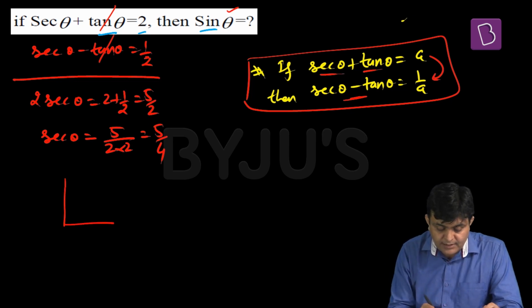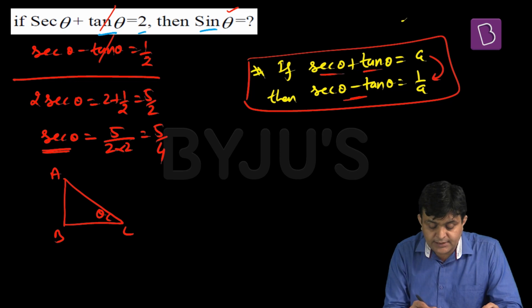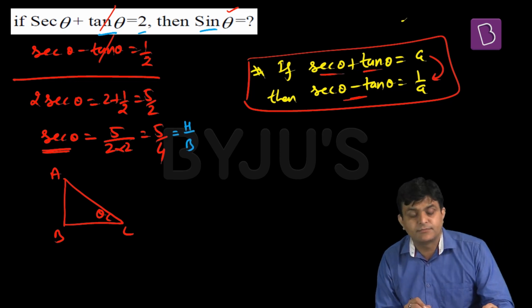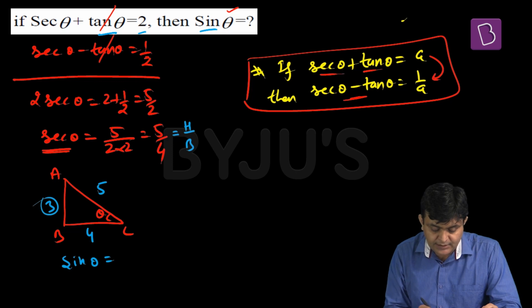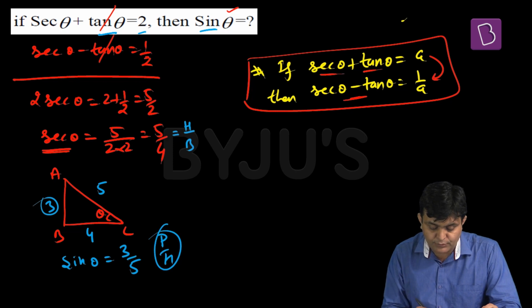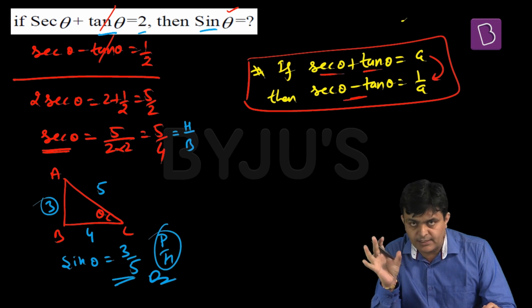So make a right angle triangle ABC and this is theta. Sec theta becomes hypotenuse by base. So it is 5, 4. Use Pythagoras and it becomes 3, else 3 4 5, you know it. What is sine theta then? Sine theta is 3 by 5 as perpendicular by hypotenuse, right? So your sine theta is 3 by 5 is my final answer.